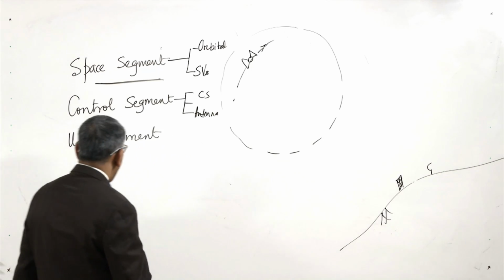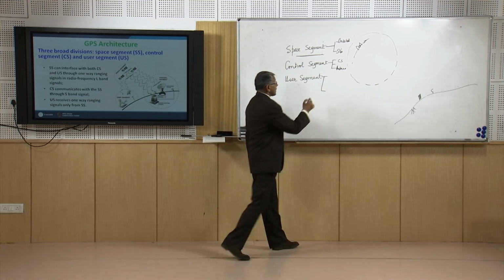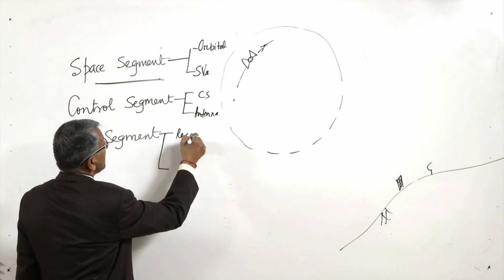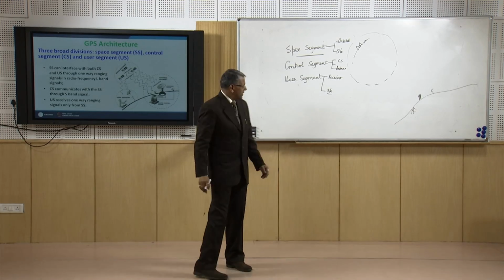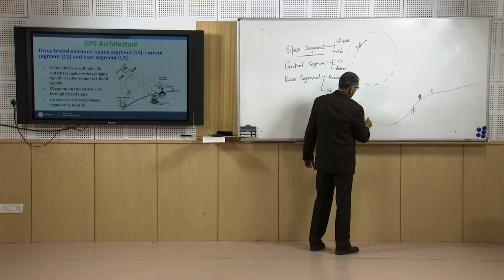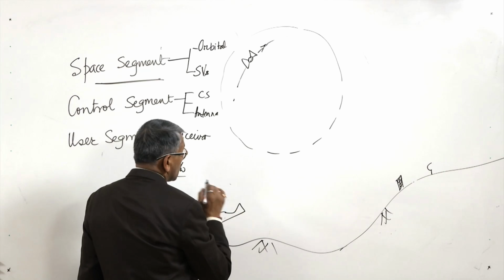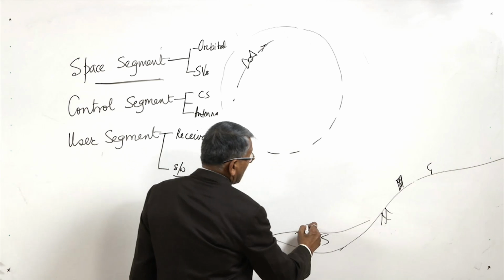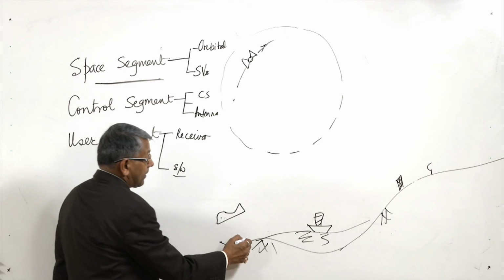And then our user segment, which again consists of 2 parts. One is our GPS receiver and some software to process the data. So anybody, someone who is using it, for example aircraft nowadays, then airships, and all those, then human beings.